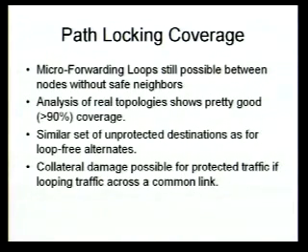Now, the analysis we've done of real topologies shows pretty good coverage, about 90% of the potential micro-forwarding loops. And there's a similar set of unprotected destinations for this approach as for the loop-free alternates. But the thing to remember is you can get collateral damage for protected traffic if it's going across a link which is also transiting unprotected traffic.